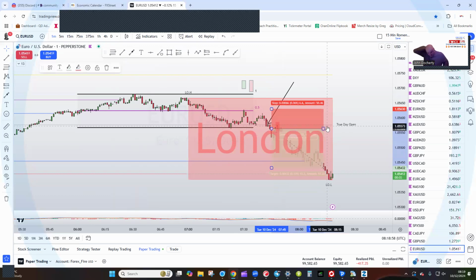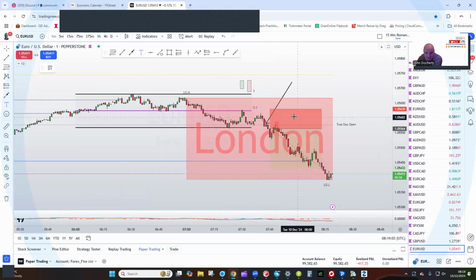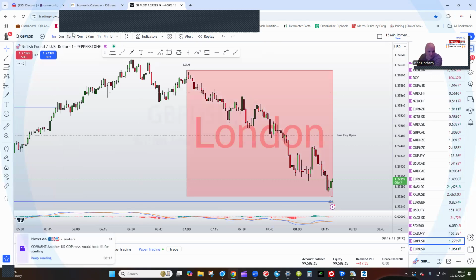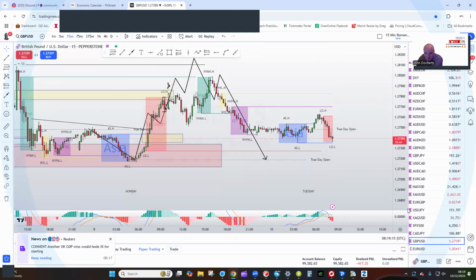And there we are, guys. There would have been a 2% winner today. Unfortunately, I've missed it due to the kids being later getting up, but that doesn't matter. 2% winner on that. The GU, let's go to the 15-minute on here. Let's just take a look.